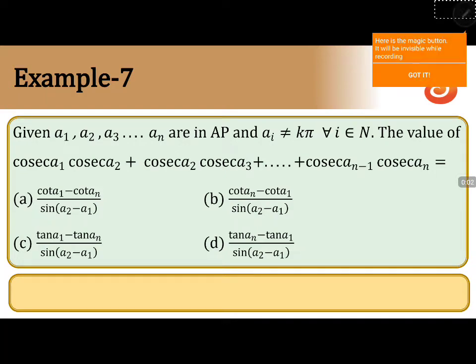In this question, it is given that A1, A2, A3 up to AN are in arithmetic progression. Okay. Then find the value of this. Since A1, A2, A3 up to AN are in AP, I will write A2 minus A1 is equal to A3 minus A2 is equal to A4 minus A3 is equal to, and so on, up to AN minus A(N minus 1), which is the common difference D.